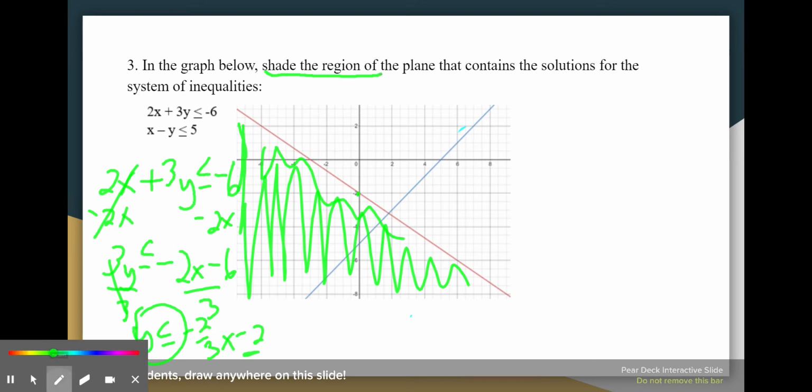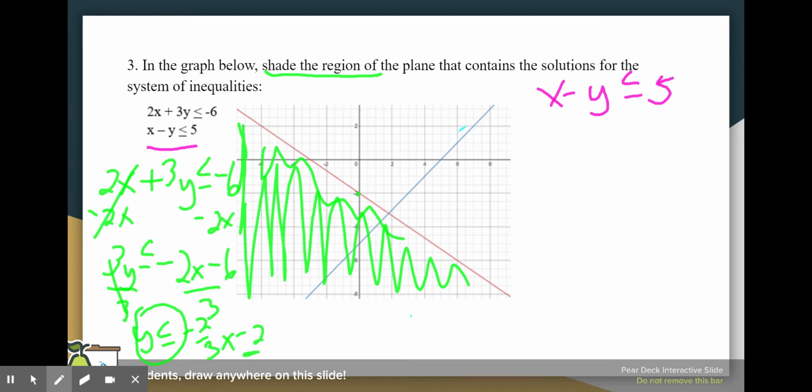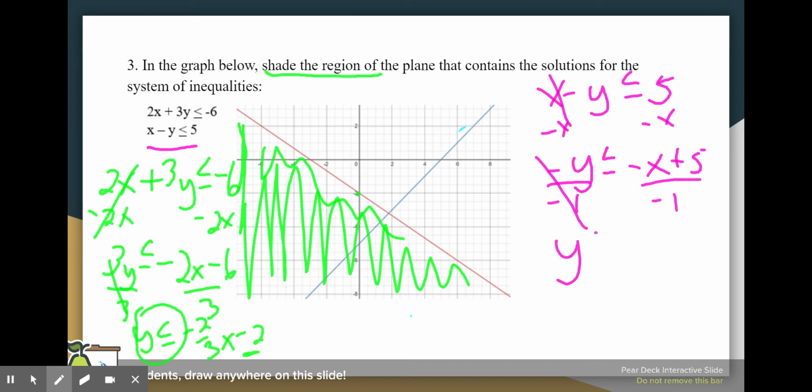So for the next equation, grab a different color. We have x minus y less than or equal to 5. So I need to subtract x from both sides. So I get negative y less than or equal to negative x plus 5. Divide by -1 to get rid of that negative. So I get y. Remember, you have to flip your sign when you divide by negative. And then that, it doesn't even really matter what we get over here, but it would be x minus 5.